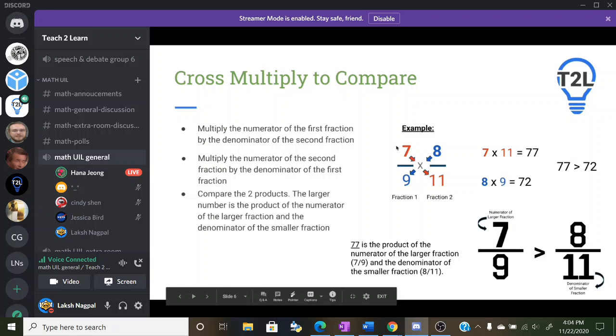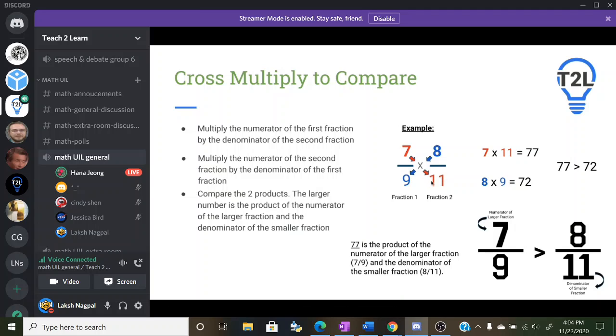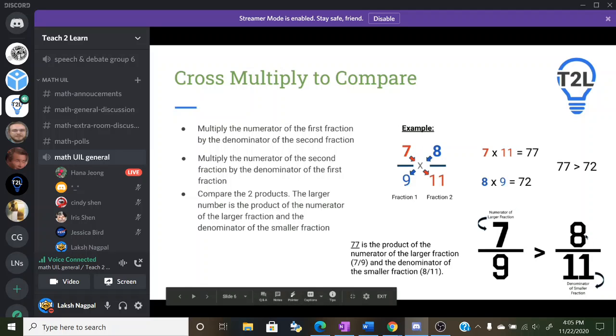So if you see here, you multiply the numerator of the first fraction, which is the 7, by the denominator of the second fraction, this 11. Then the numerator of the second fraction, this 8, by the denominator of the first fraction, this 9. You're going to compare the two. So 77 and 72. And 77 is the larger number. So this 77 is the product of the numerator of the larger fraction. That numerator was 7. So that means this 7/9 was greater than 8/11.